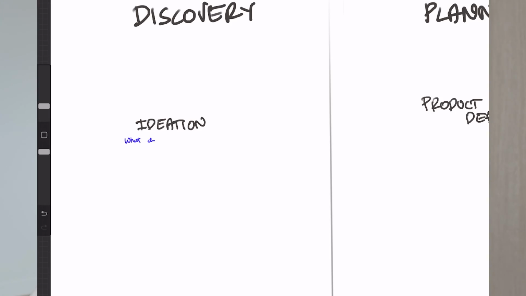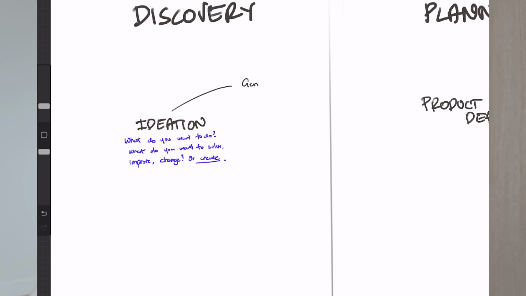The ideation phase is all about generating new ideas and starting to think about what it is that you want to do. So I always think about this as, what is it that you want to do? What do you want to solve, change, or improve, or even create? The goal of the ideation phase is really just to brainstorm, without imposing any limits on yourself, all of the ideas that you have. The main thing you want to do is generate ideas. There are no good or bad ideas. An idea is simply an idea.